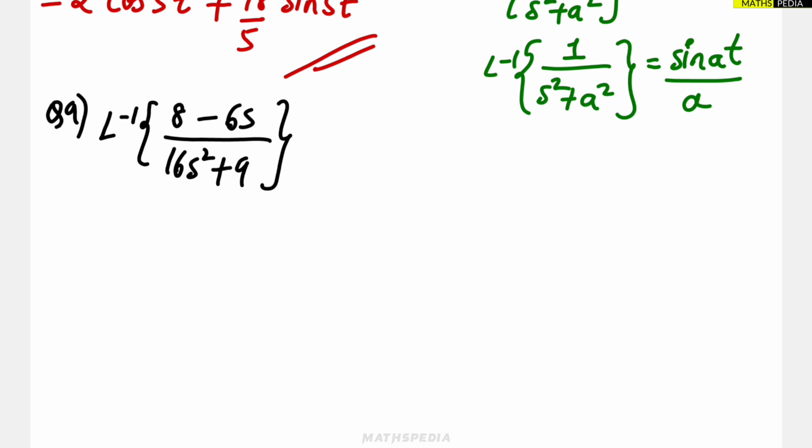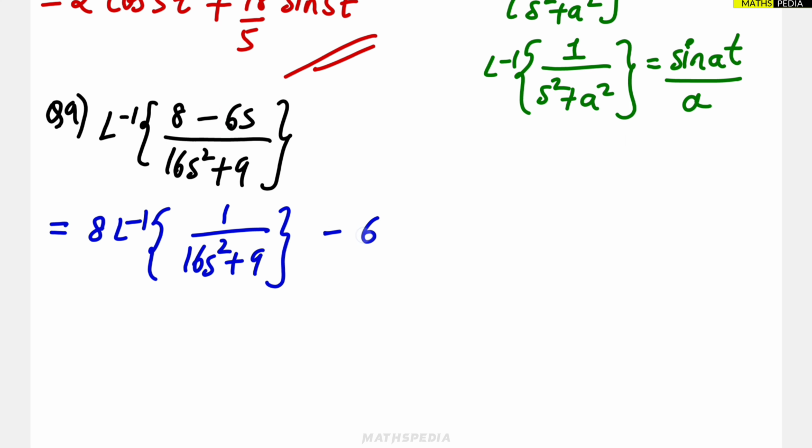So as you can see, it is similar to the previous problem. Here a minus term is there, so first we'll split up this part. So Laplace inverse of, here 8 is sitting, right? So I'll write this as 8 outside, Laplace inverse of 1 divided by 16 s square plus 9, then minus 6 into Laplace inverse of s divided by 16 s square plus 9. Right, this part is done.